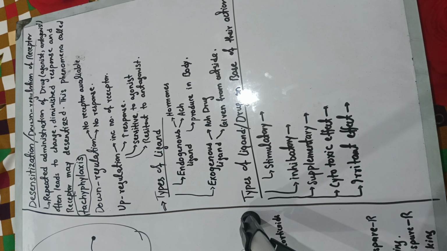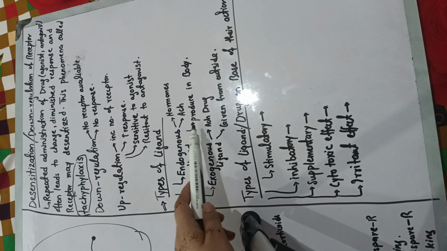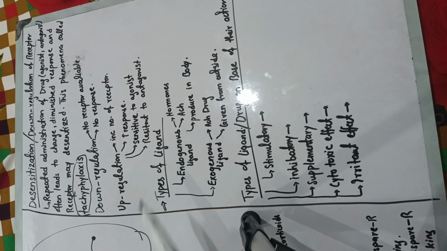Now let's discuss the types of ligands. There are two types of ligands, endogenous and exogenous. Endogenous ligands are present inside your body; they are produced inside your body. Some hormones and acetylcholine, which is a neurotransmitter, are examples of it.